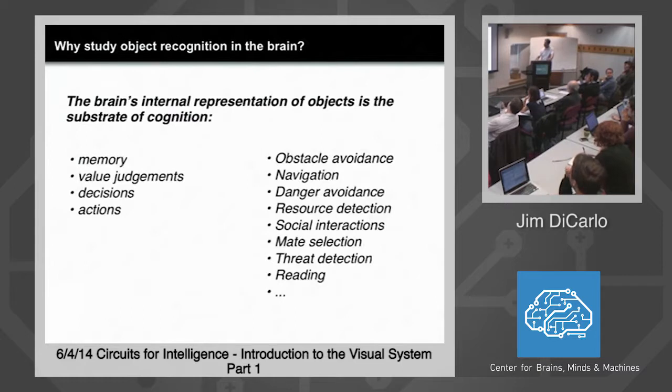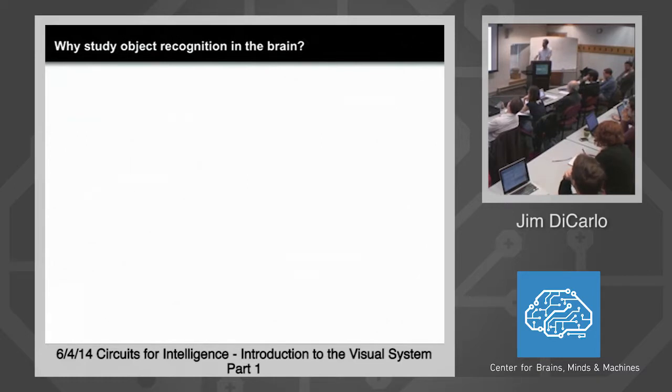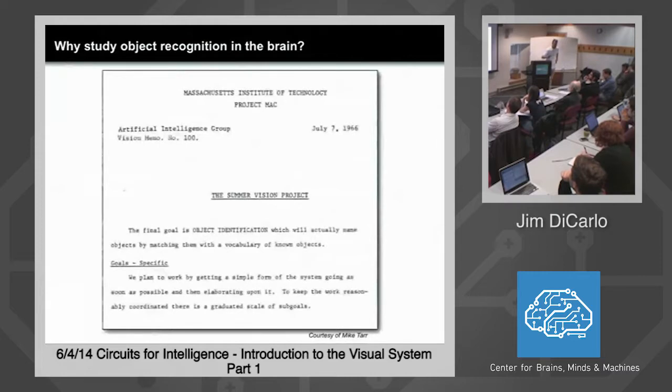Okay. So again, why study this? Well, the other reason that I want to point out is that, as I mentioned, it's already a challenging computational problem. I want to point out this slide from 1966 from MIT. There's a summer vision project here. I used to think this was an apocryphal story, but Mike Tarr actually gave me this document, that there was a goal in the summer project to have some undergraduates put together a system. This was in the heyday of early AI, sort of the first round of AI, that we would solve object identification and would name objects by matching the vocabulary of known objects.